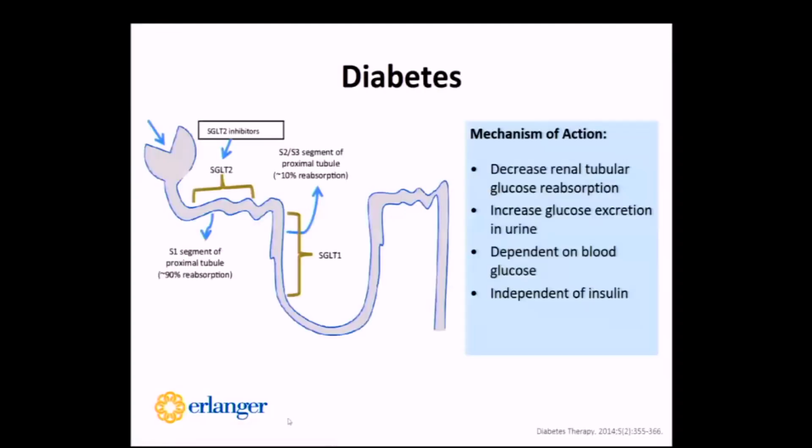So looking at that mechanism that we talked about a little bit earlier. SGLT2 inhibitors work right here on the proximal tubule in the kidneys, and they work in diabetes by decreasing the renal tubular glucose reabsorption, which increases glucose excretion into the urine. So this mechanism is dependent on the blood glucose, but independent of patients' insulin levels.